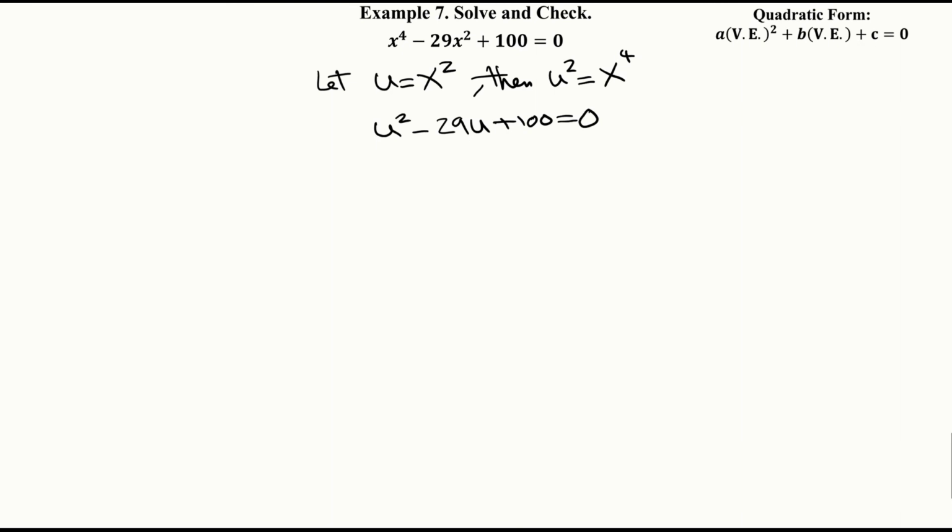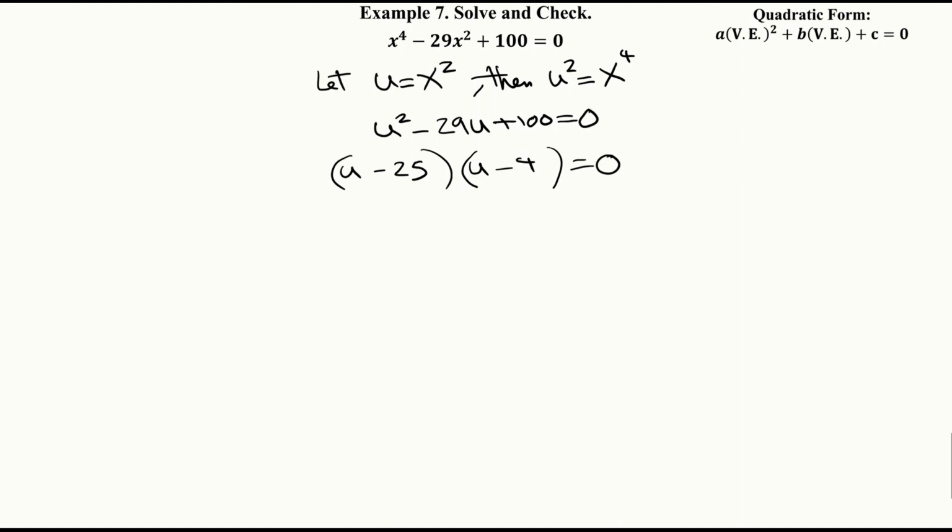So now we go ahead and factor this. Notice that's pretty easy to factor, because you know 25 and 4 give us 100, and they also have ways of getting 29 in them. So we go ahead and go with this, and we know they both need to be negative. So minus 25 minus 4 should do the trick.